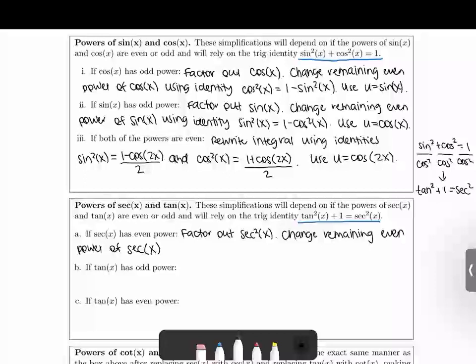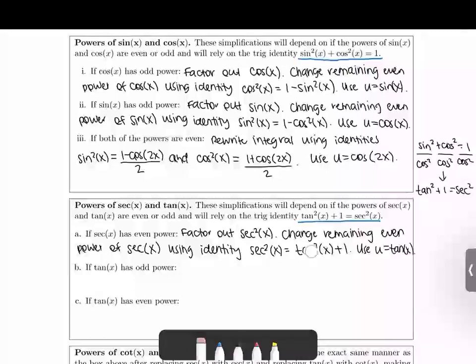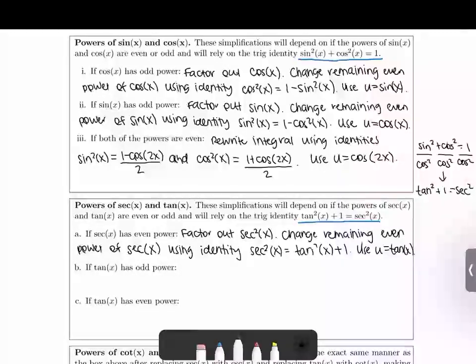So we can now use this identity, and we know that secant squared of x equals tangent squared plus 1. Okay, so we factor out two secants, so that's secant squared to cancel with our u substitution. And then we rewrite our entire integral in terms of tangents. And just to be clear, we're going to use u equals tangent of x, because our du will have a secant squared, and we factored that out just to make sure that we didn't get rid of it so that our substitution would work.